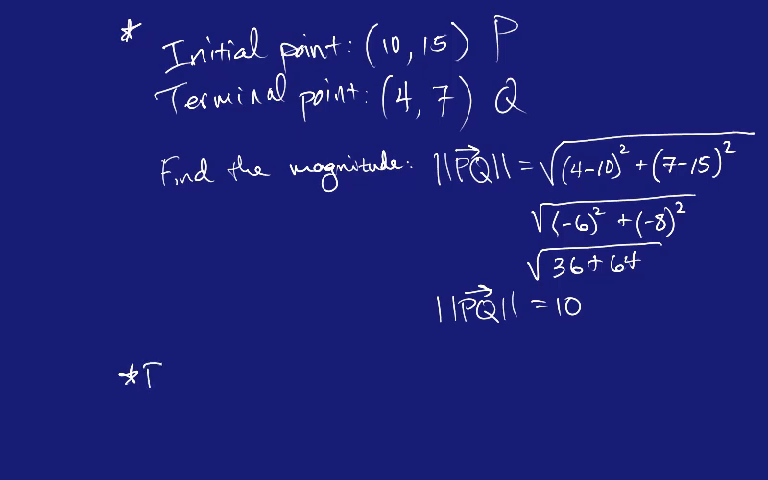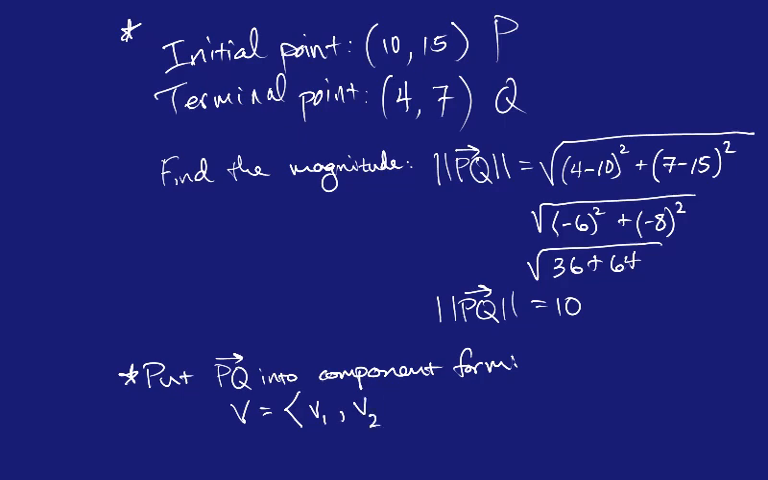So let's say we were asked to put PQ into component form. What component form is, it's a way of writing a vector, and let's call that vector V, and you would have these brackets, and V1 is the horizontal component, and V2 is the vertical component. And all component form says is, V1 is going to represent how the point moved horizontally from P to Q.